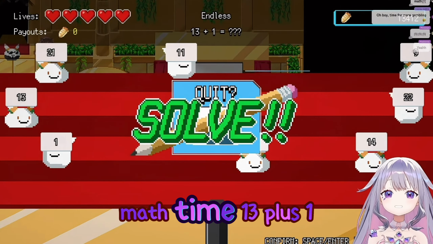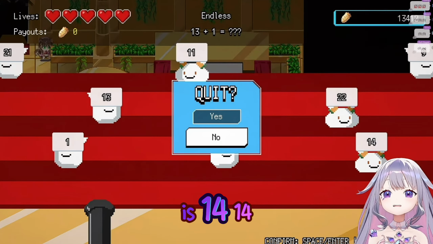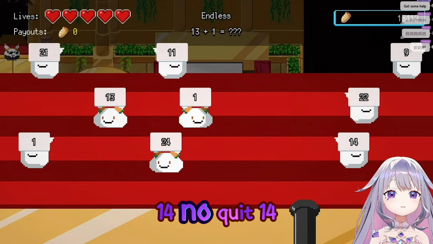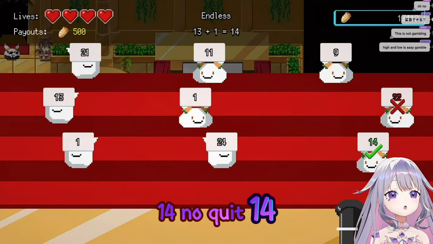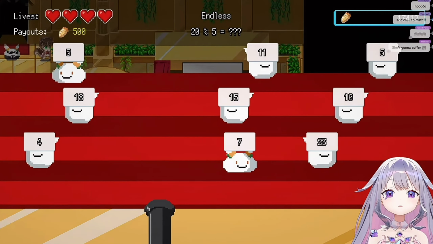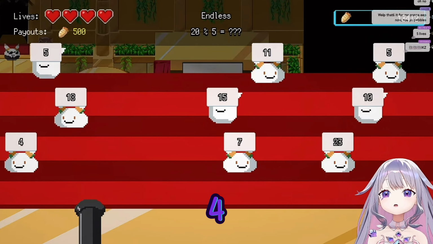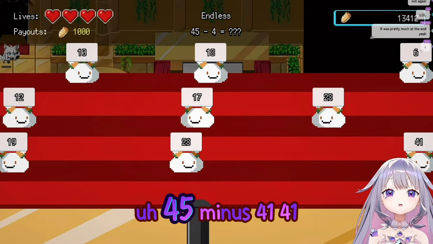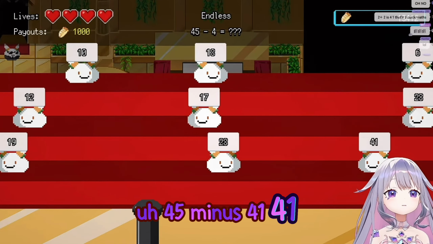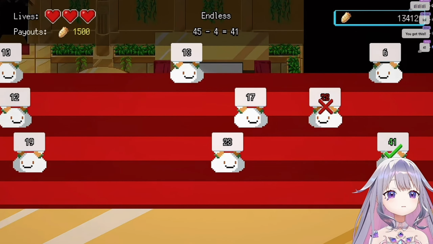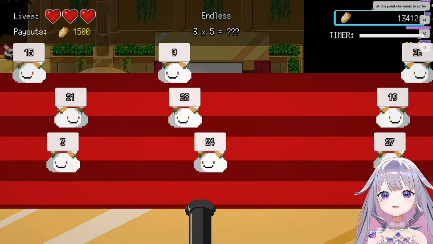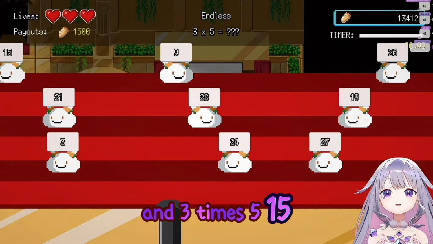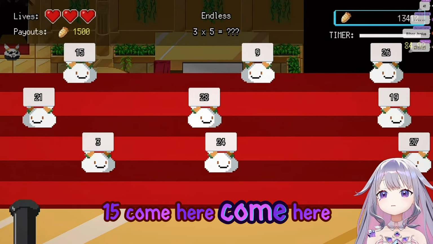Math time! 13 plus 1 is 14! 14! No quit! 14! 20 divided by 5, that's 4! 45 minus 1, 41! 41! And then 30 times 2, 15! 15, come here! Come here!